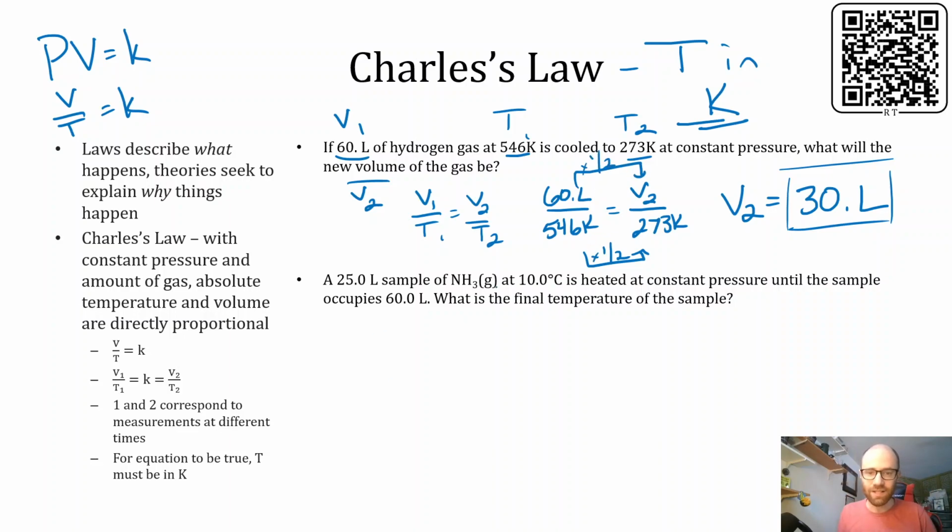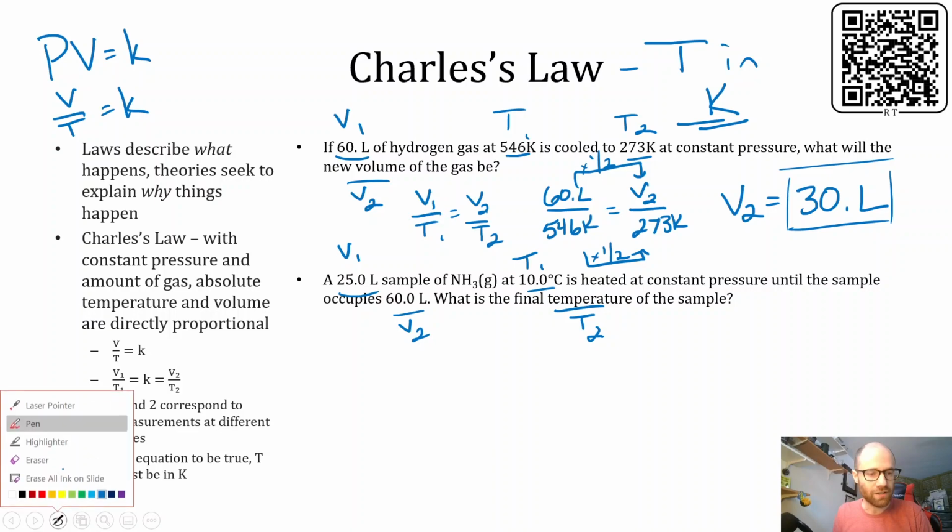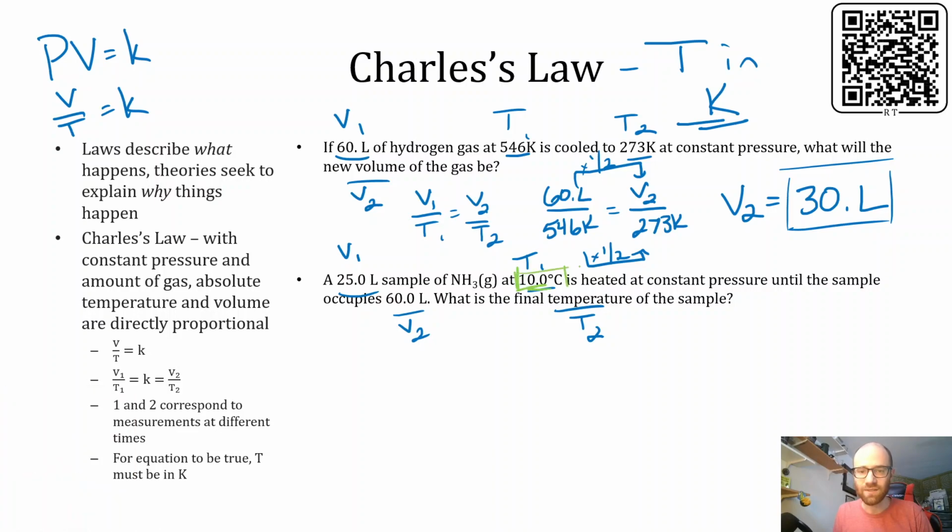So let's take a look at the next one. If you want to do it on your own, you can. Go ahead and pause me so that you can get to your answer before I do. This time we're looking for the temperature, but I'm going to change color. This temperature is in Celsius, so we can't use that. So T1 is 10 degrees Celsius, but we're going to convert that into Kelvin. Temperature in Kelvin is Celsius plus 273. So this is going to be 283 Kelvin.